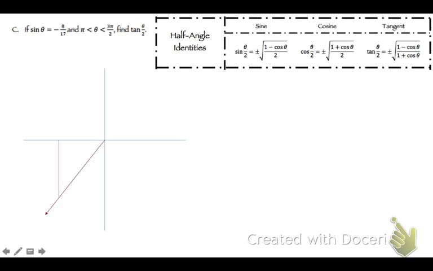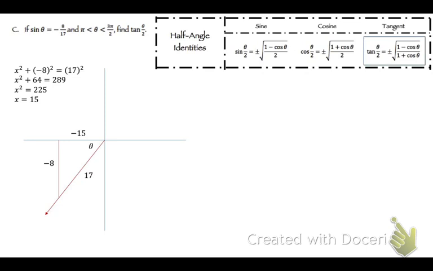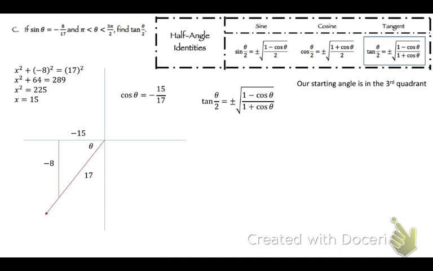So I'm going to draw this out. Sine is opposite over hypotenuse. Use the Pythagorean theorem, so x squared plus negative 8 squared equals 17 squared. X squared plus 64 equals 289. X squared equals 225, so x equals 15. And that's negative 15 because I went backwards. Okay, so cosine equals negative 15 over 17.